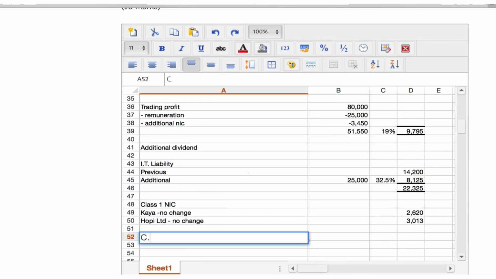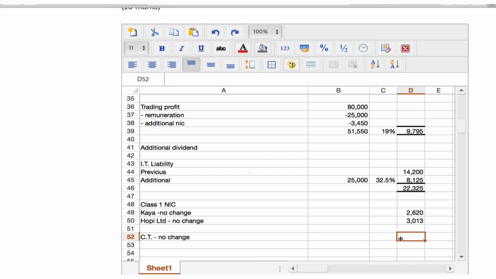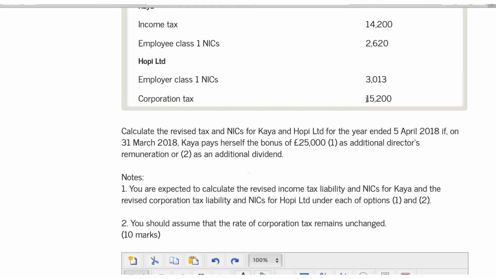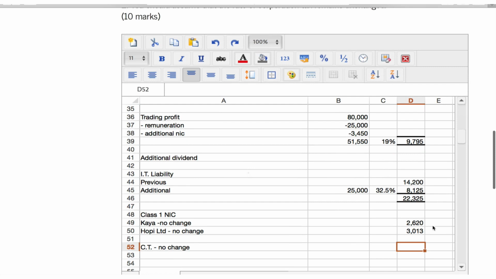Now for corporation tax, there's again no change because it's a dividend. So let's just put in what that would be over here. And they've told us that it is 15,200 over here, and my corporation tax will again have no change. I've just copied and I've pasted it. For the dividend, there's no change in these figures. The only change will be over here. And that's how you will attempt this question.